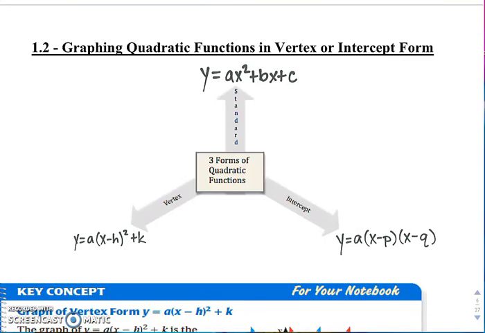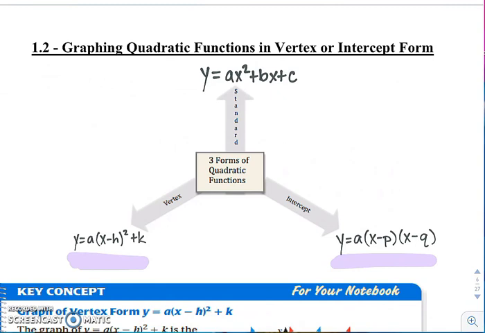Quadratic functions can be in three forms. We've discussed standard form, and today we're going to look at graphing in vertex and in intercept form. It's going to make a little more sense when we have numbers instead of A's and X's and H's and P's. But those are the forms that you guys are going to see.